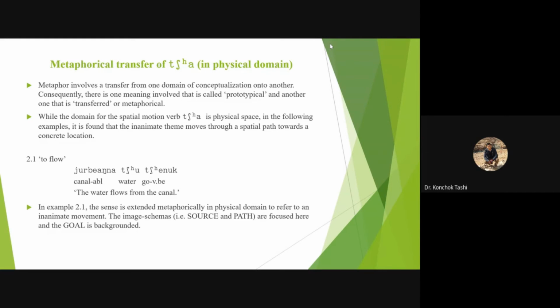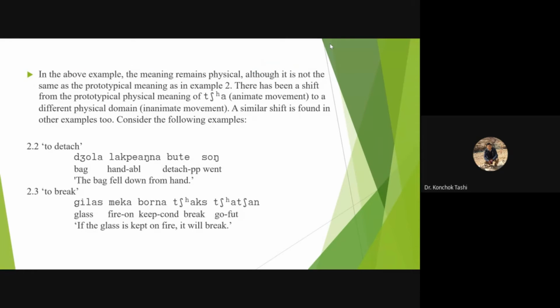It also refers to flow, the water flowing from the canal. In this example, the sense is extended metaphorically in the physical domain to refer to an inanimate movement. The image schema, that is source and path, are focused here, and the goal is backgrounded. In the above example, the meaning remains physical, although it is not the same as the prototypical meaning as in example 2. There has been a shift from the prototypical physical meaning of cha, animate movement, to a different physical domain, that is inanimate movement.